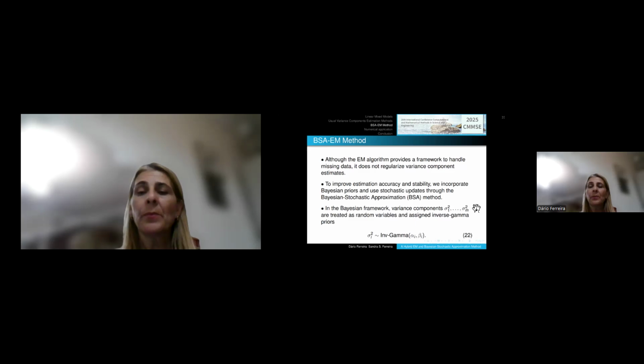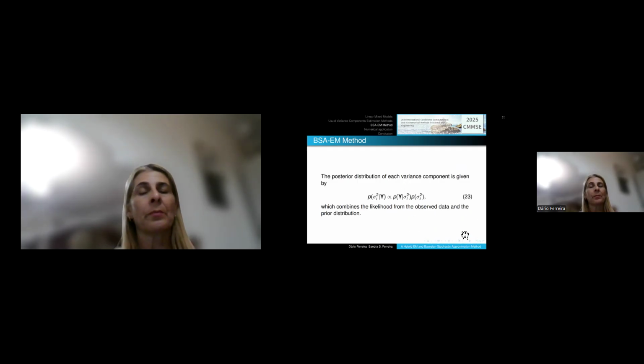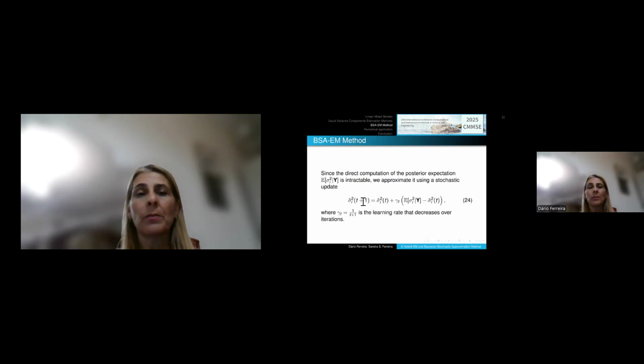In the Bayesian framework, variance components sigma square 1 to sigma square m are treated as random variables and assigned inverse gamma priors, as we have here in equation 22. The posterior distribution of each variance component is given by this expression, which combines the likelihood from the observed data and the prior distribution.